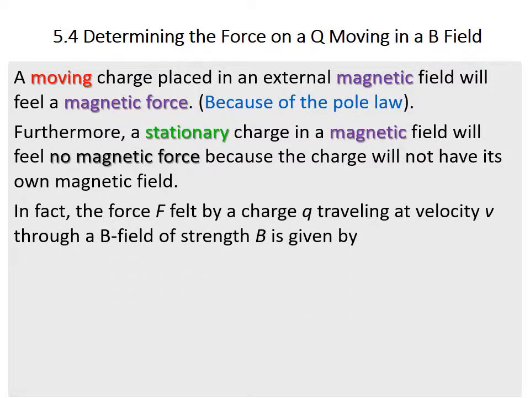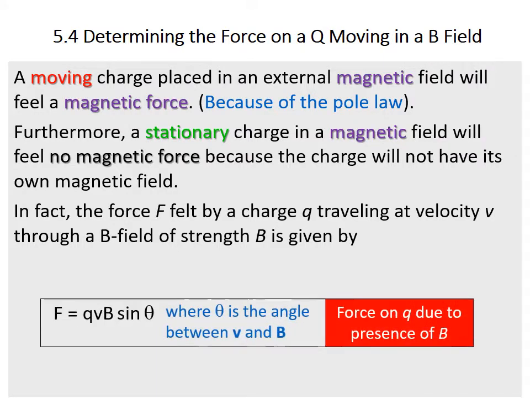The force F felt by a charge Q traveling at velocity v through a B field of strength B is given by F equals QvB sine theta, where theta is the angle between the velocity and the B field.